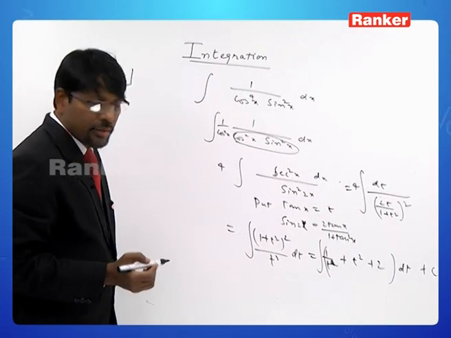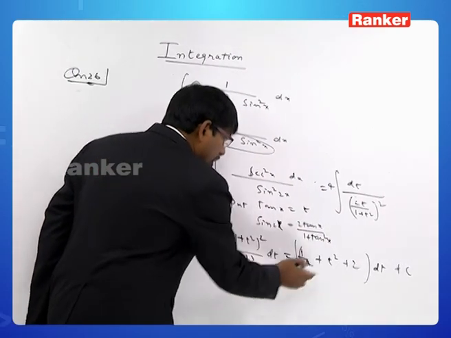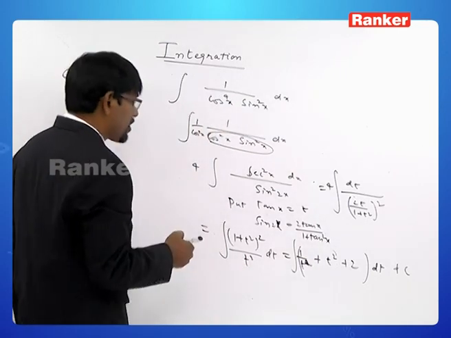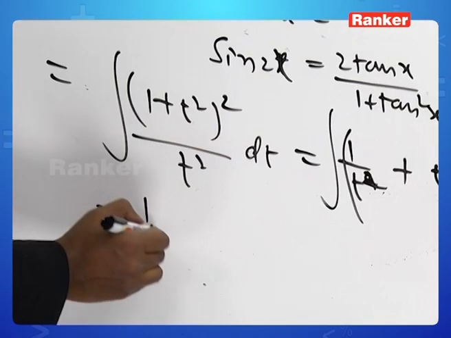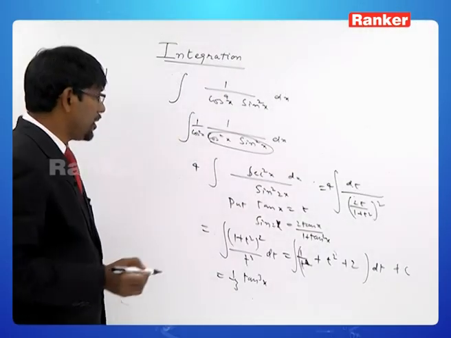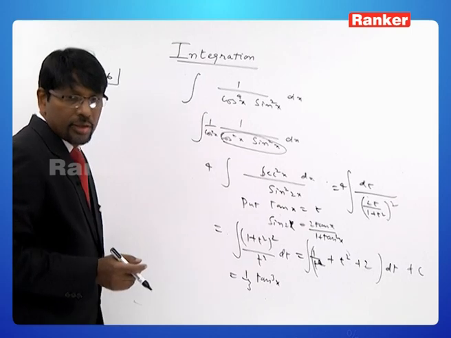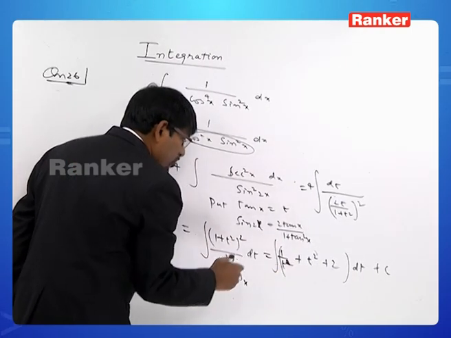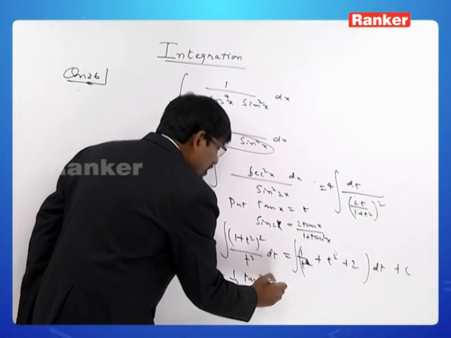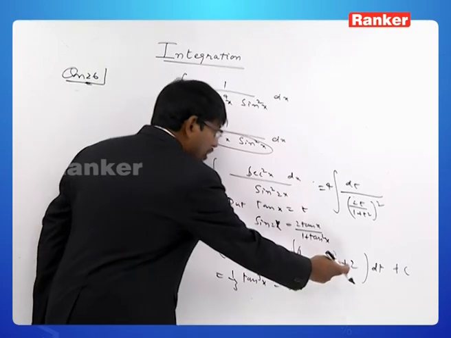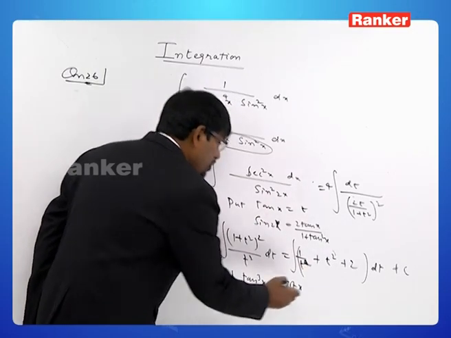And that's clear. Now, what is the integral of t square? T cube by 3. What is t? Tan x. So it comes out to be 1/3 of tan cube x. And what is the integral of 1 by t square? That's clearly minus 1 by t, since the derivative of minus 1 by t is 1 by t square. So minus 1 by t means minus cot x. And then the integral of 2 is 2t, that is 2 tan x.